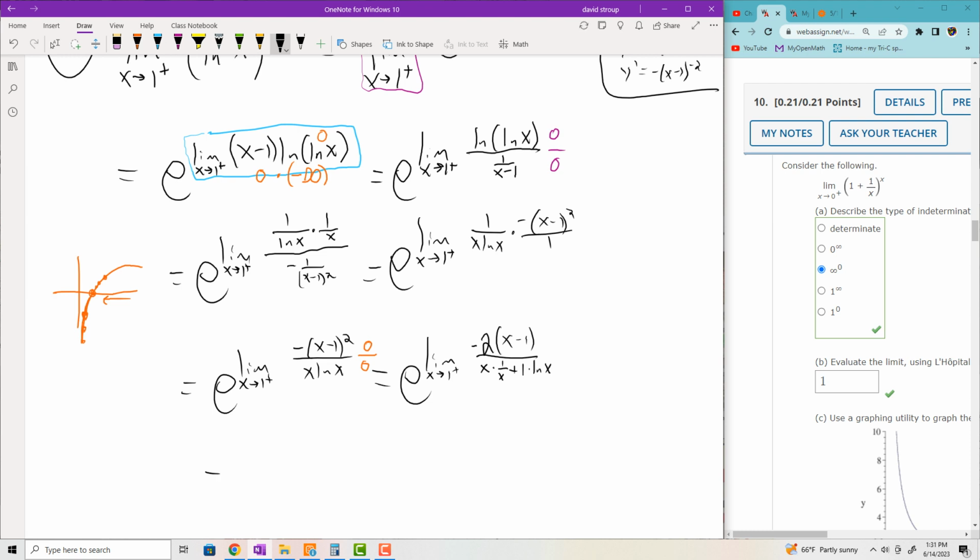Leave ln x alone. So the e to the limit as x goes to 1 from the right of negative 2 times x minus 1 all over x times 1 over x is 1 plus 1 times ln x is ln x. And then if you plug in 1 this time, it'll be a constant. So it'll just be 0. So in the numerator, negative 2 times 0 is 0. And the denominator, 1 plus ln of 1. ln of 1 is 0, so you get 1 plus 0, which is 1. And then 0 over 1 is just 0, so you get e to the 0, which is uno.